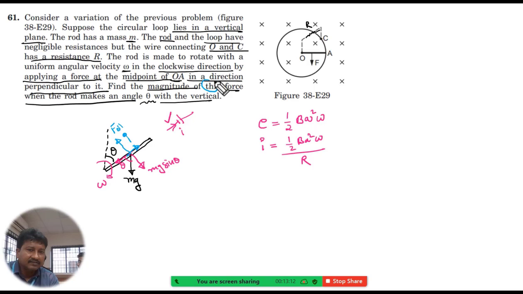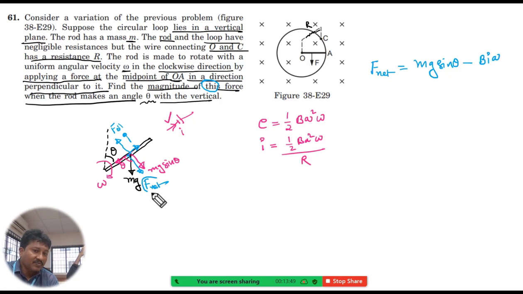There is one more force applied. An additional force is also applied. The net force will be mg sin theta minus BIL. The rod is rotated in the clockwise direction by applying a force at the midpoint. One more force was also added, and that will be in this direction.